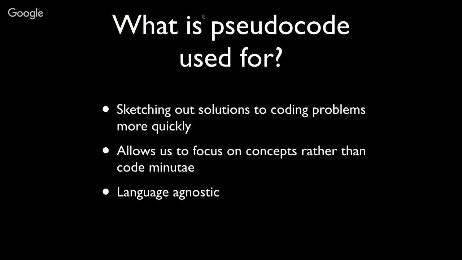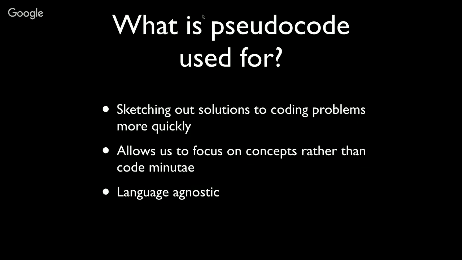You will use pseudocode for your entire life as a programmer. And it's really, really useful, for the following reasons. One is that it lets you sketch out solutions more quickly. So you can start thinking about a problem and how to solve it and break it down without having to get tied up in the minutiae of the actual programming language. So it allows you to focus on concepts rather than details.